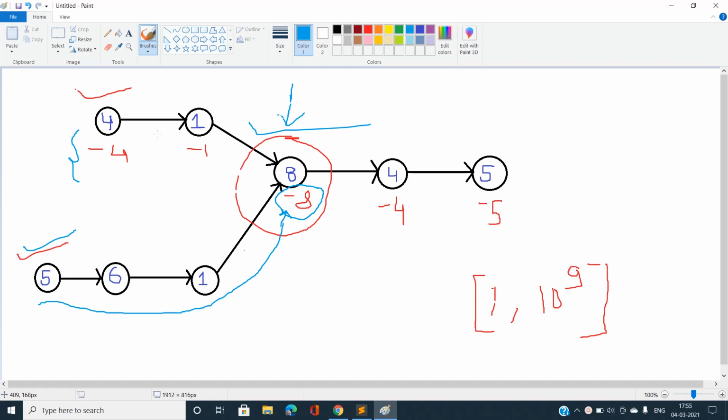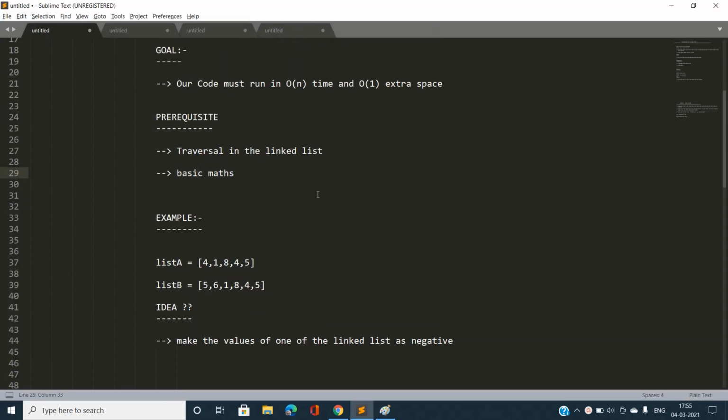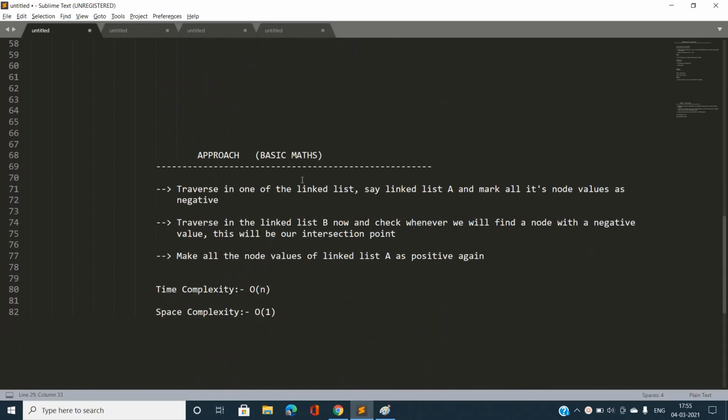So let's move on to the approach, how we are going to perform this implementation. Traverse one of the linked lists, say linked list A, and mark all its node values as negative. Traverse linked list B also, and whenever we find a node with a negative value, this will be our intersection point. That is the very first node we find with a negative value. Now make all the node values of linked list A positive again, because I need to keep the same linked list structure as per the question.